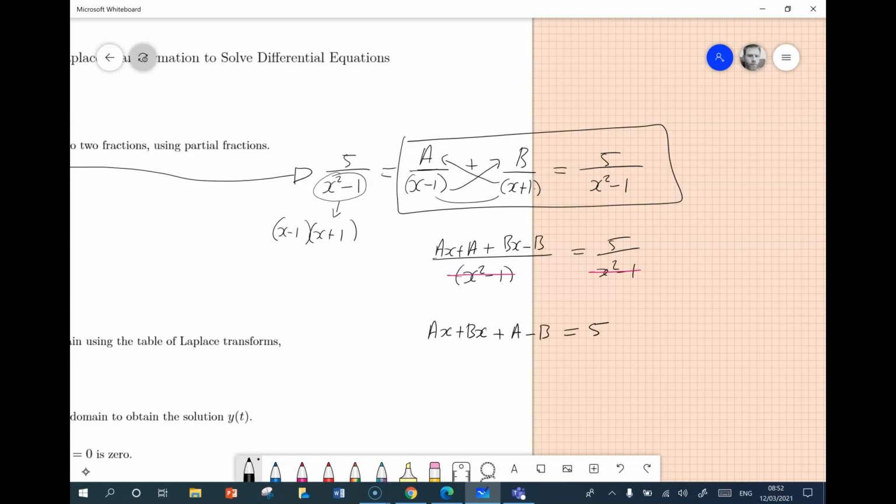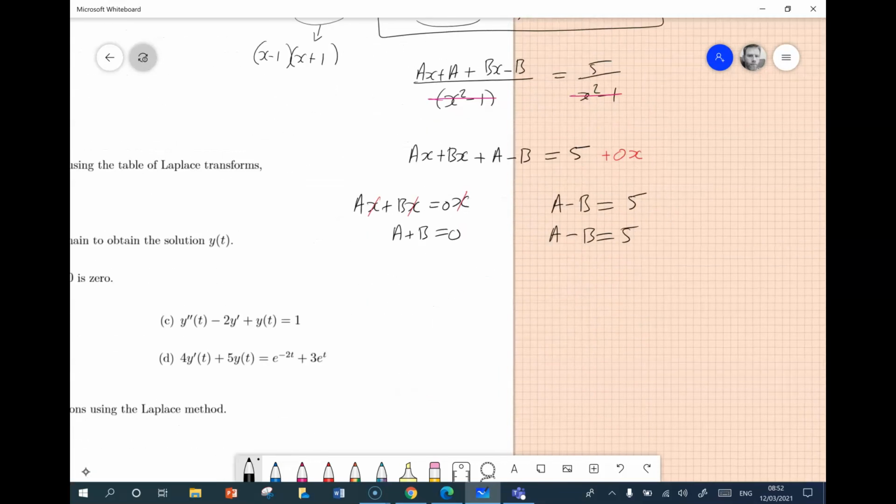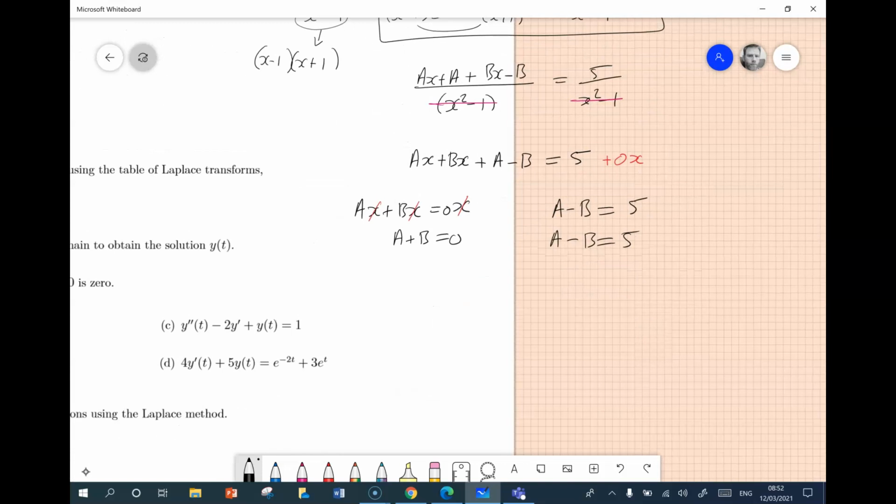So I've got x's on the left, but you can see I have no x's on the right, so I could say I have 0 x's there. So I can say ax plus bx is equal to 0x, and I can say that a minus b is equal to 5. So dividing across by x there just leaves me with the equation a plus b equals 0, and the other one, a minus b equals 5. Okay, so we can just do sort of a simultaneous equation there if we wish. So I can say that a is equal to minus b, and I'm going to utilize that then in here.